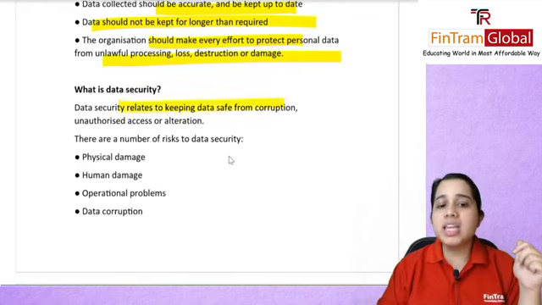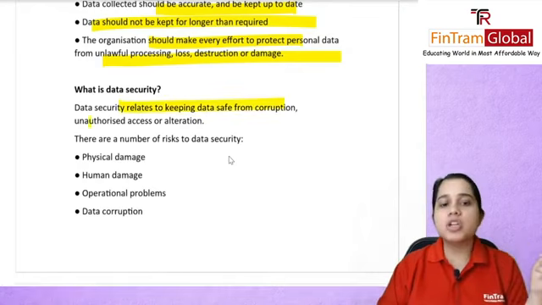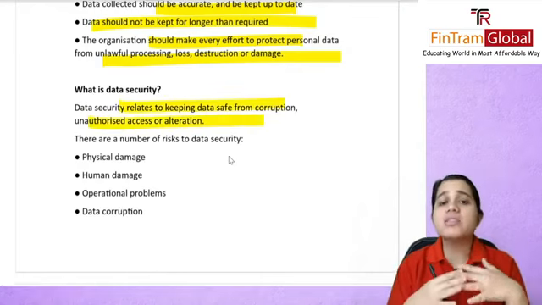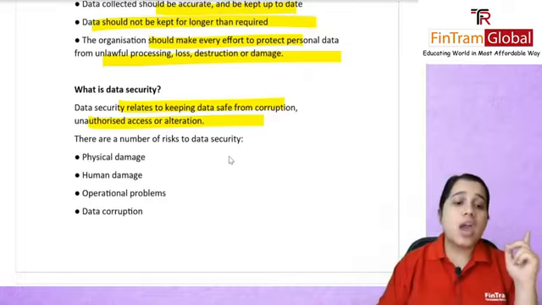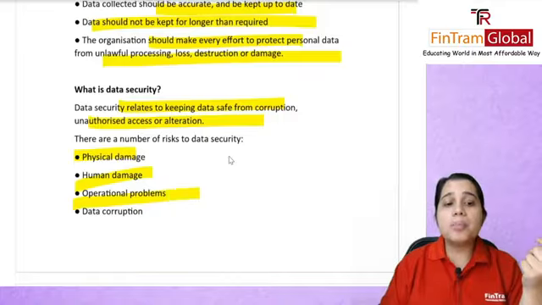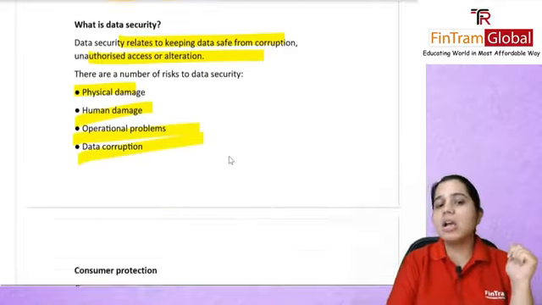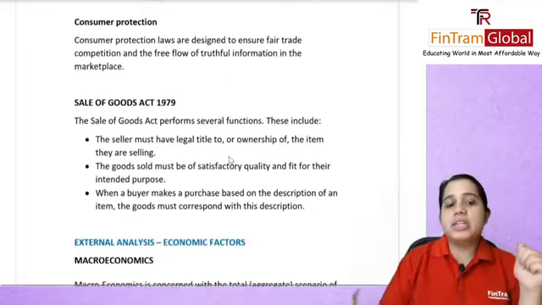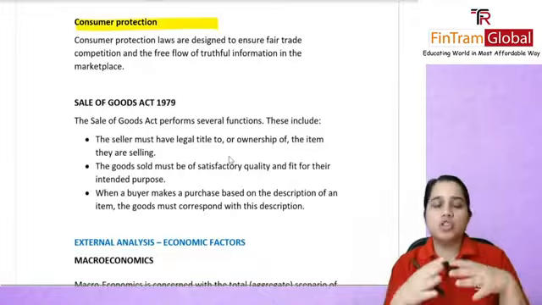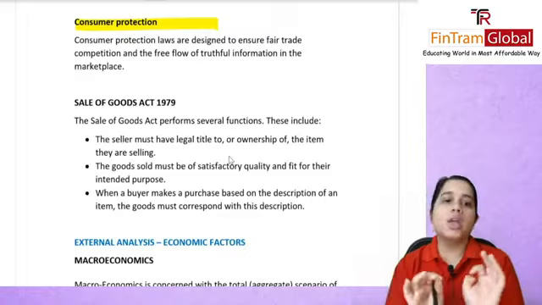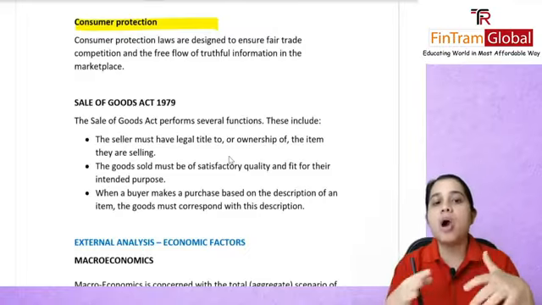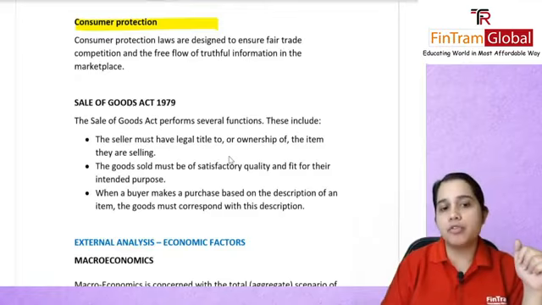Basically, how you can keep this data safe from any corruption or unauthorized access. So, there are various sorts of risks to your data security. You have your physical risk, you have your human damage, operational problems, and of course, there's data corruption. Next, we'll talk about consumer protection. These laws were designed in order to ensure that there is fair trade going on and there's good competition, free flow of truthful information.